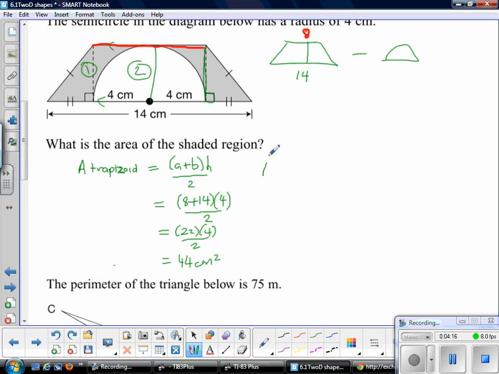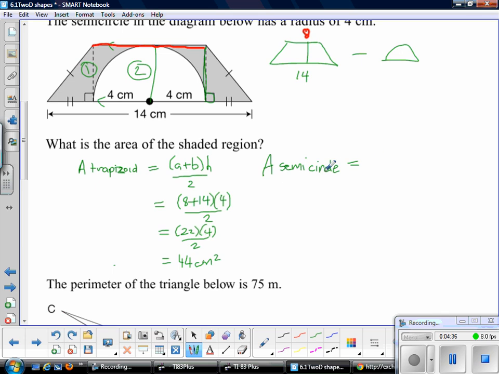Now I want the area of the semicircle. And I literally would put "area semicircle." I would put that English there so that people know exactly. I'm not doing it just to make you fill something out. It truly helps your communication mark.